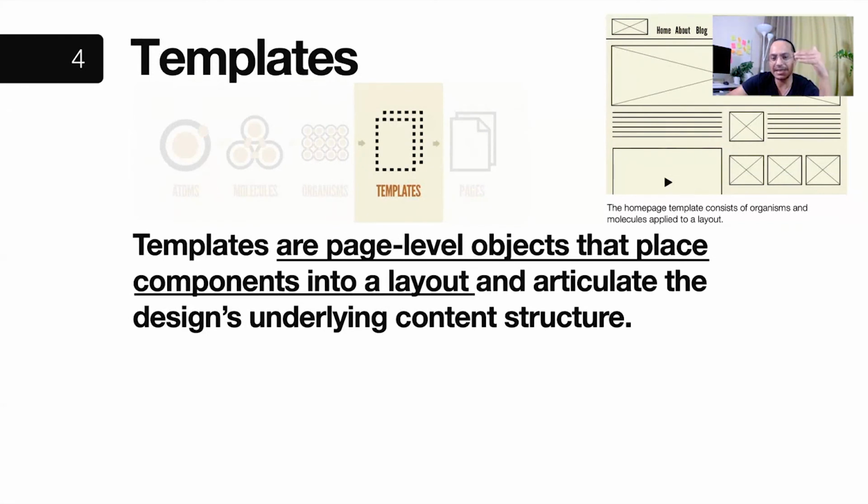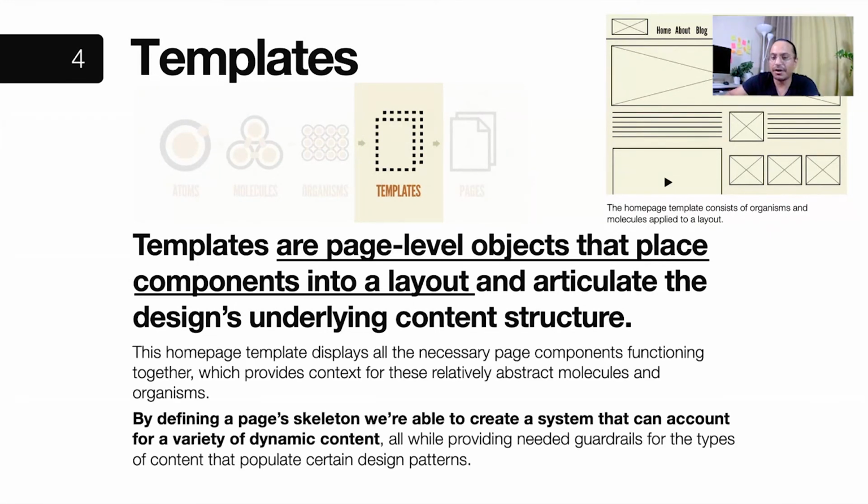So templates are page level objects that place components into a layout and articulate the design's underlying content structure. The home page template displays all the necessary page components functioning together, which provides context for this relatively abstract molecules and organisms. Now you'll see they're like different molecules, different atoms, different organisms, right? So when you start bringing this together in a very meaningful format, what happens? You are able to then create templates.